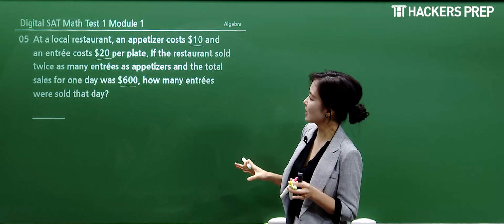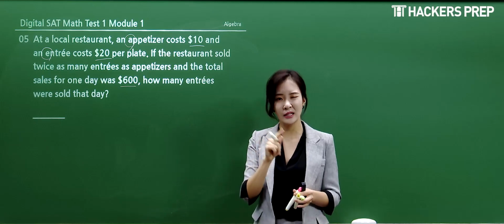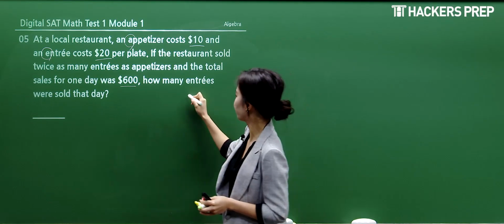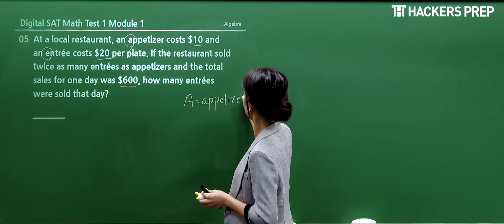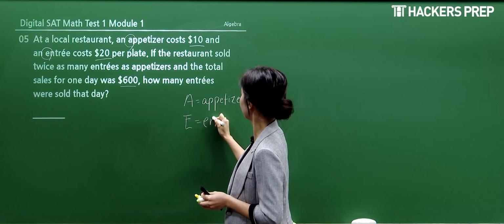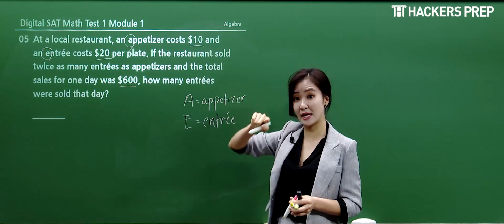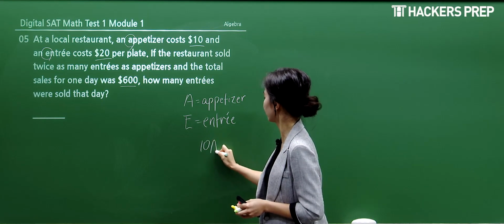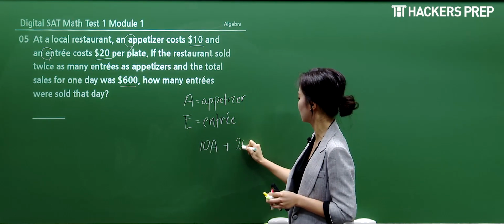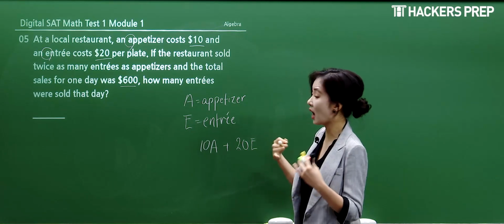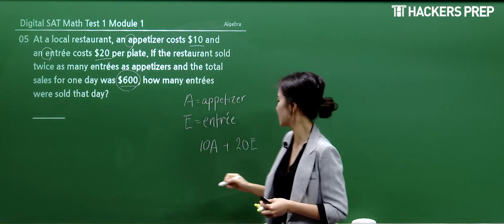So first, because we have different letters that we can work with, A for appetizer and E for entree, let's use those variables. So A for appetizer, and then E for entree. Okay, great. Given that an appetizer costs $10, that's going to be 10A, and per entree, it's going to cost $20 per plate, so 20E. And that gives us the total sales, which is going to end up being $600.